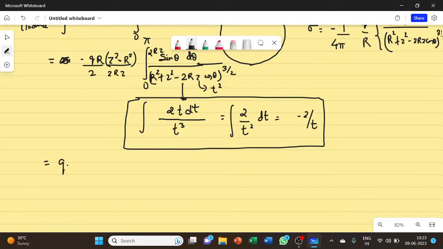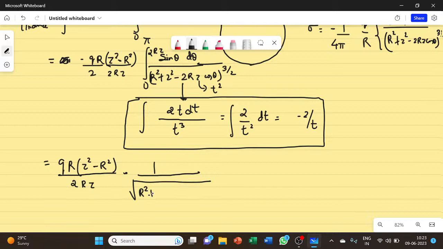So I will get q capital R, z square minus r square, divided by 2 times capital R z, and this 1 upon, what is t? T square is this, so 1 upon root over r square plus z square minus 2rz cos theta, from theta equal to 0 to theta equal to pi. I think r would get cancelled here also.